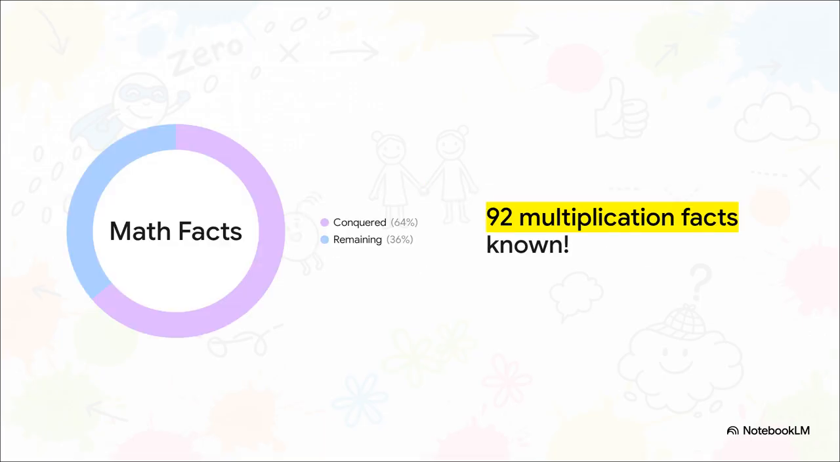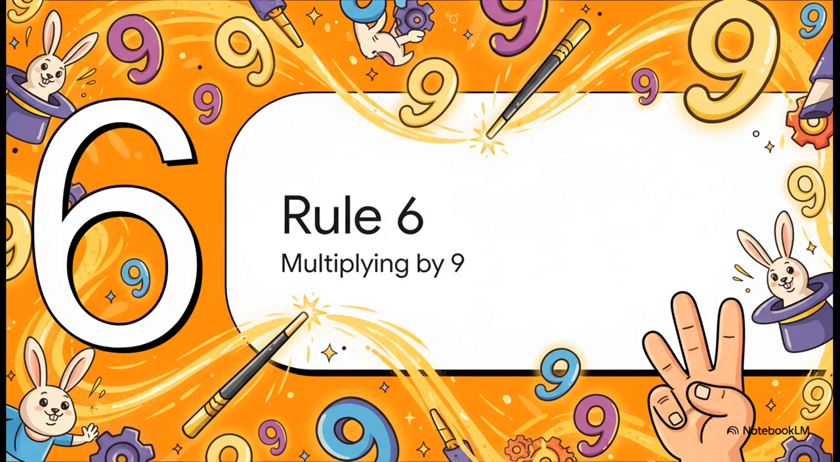Wow, the monster's health is just plummeting now. You officially know 92 facts and have a mere 52 remaining in the entire grid. We're so close to just completely dominating this whole board. All right, it is time for the grand finale. Rule 6, the magic rule of 9.